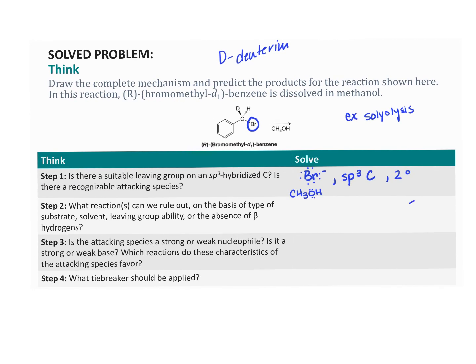So now we go to step 2, right? And we're here, SN2, SN1, E2, E1. We're trying to rule these out. And it says, what reactions can we rule out on the basis of the type of the substrate, solvent, leaving group ability, or the absence of beta hydrogens? So when we look at this, right, I have made a mistake. I said that was a secondary, just super excited because I did not pay attention to that deuterium. That deuterium acts as hydrogen, so we actually have a primary. Oop, right there. Okay, so what reactions can we rule out on the basis of the type of substrate, solvent, leaving group ability, or the absence of beta hydrogens?